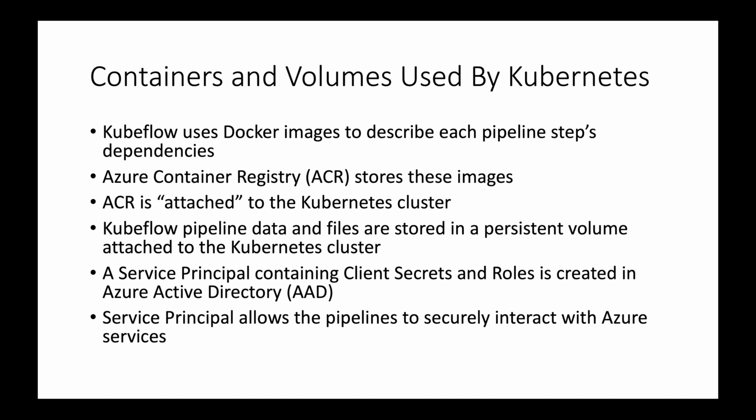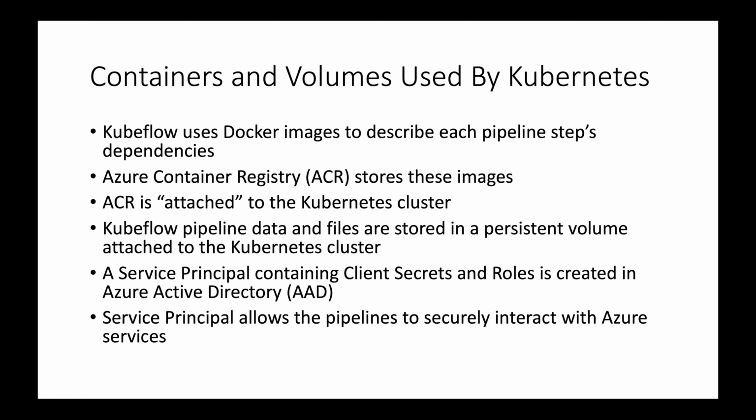So the first thing you need to do in Azure is set up an Azure Container Registry to store Docker images, because Kubeflow uses the Docker images for the pipelines, the pipeline steps and the dependencies. So the Azure Container Registry, after you create it, is attached or associated with the Kubernetes cluster. And you also should define a persistent volume such as an Azure Blob Store and attach that to the Kubernetes cluster, because you will need a place to store Kubeflow pipeline data and files.